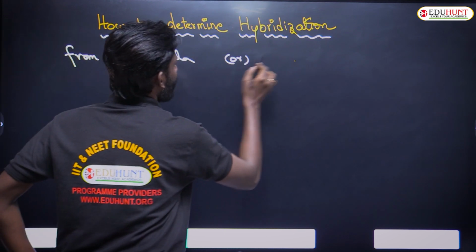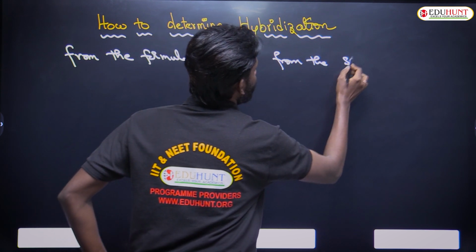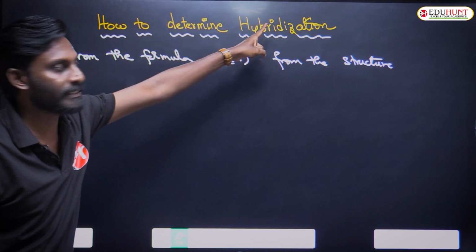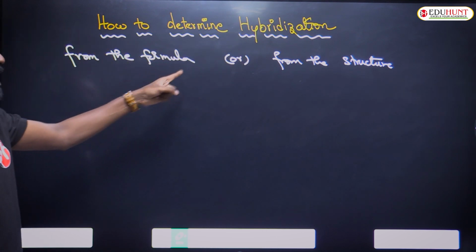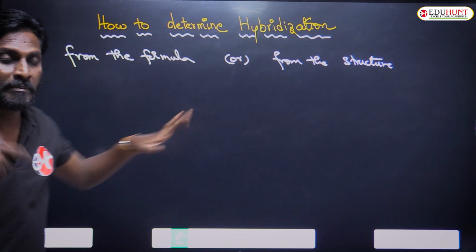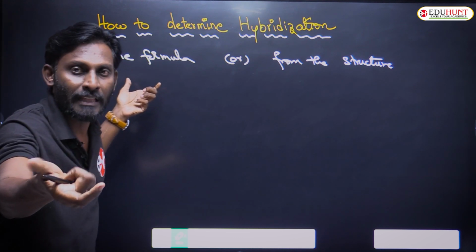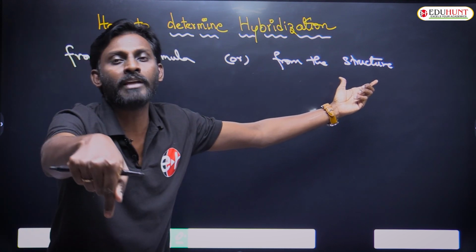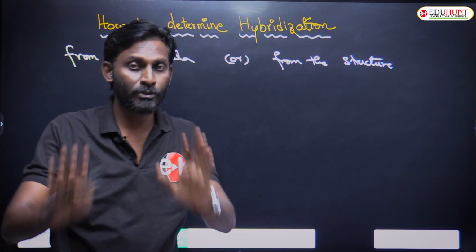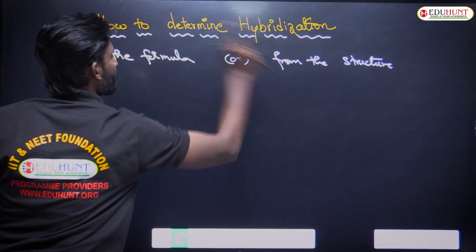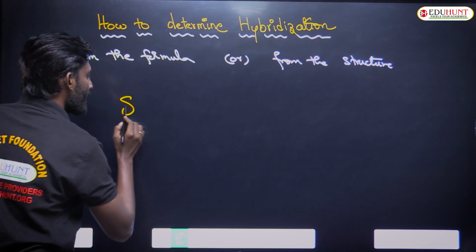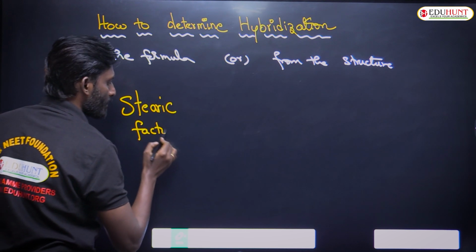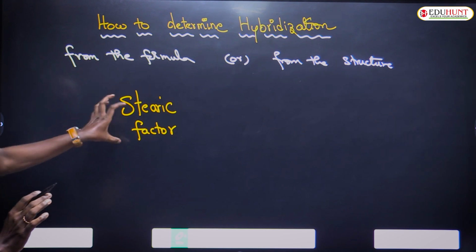or from the structure. What I am telling you is how to determine hybridization of the central atom from the formula or from the structure. I mean, if a formula is given to you, then how can you determine the hybridization for the central atom? Or if the structure is given to you, then how can you determine it? But do remember, in both cases, you need one thing, that is the steric factor. In both cases, you need a concept called steric factor.